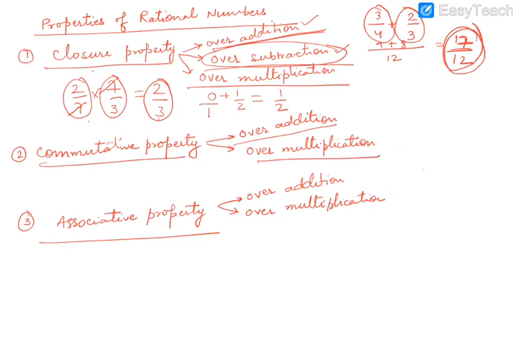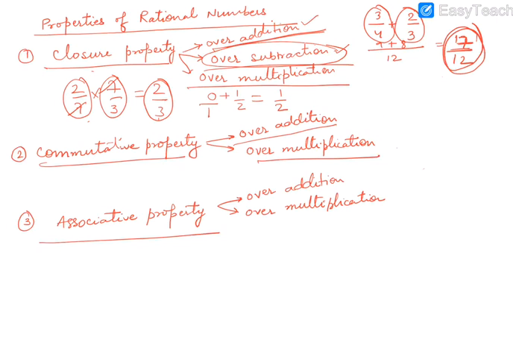In my previous video, I have already discussed distributive property over addition, subtraction and multiplication. If you have not seen that video, you can go to my YouTube channel and check rational numbers part 2. Explanation is there. After that, I will discuss commutative property in this video.